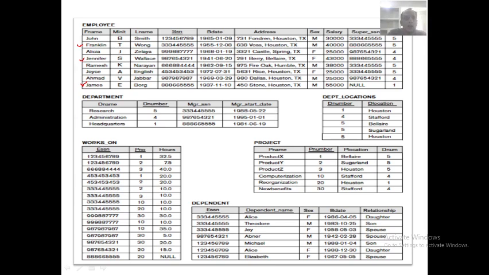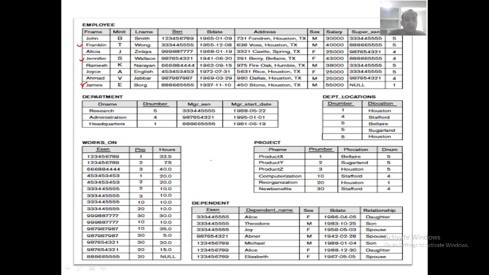Now, Franklin is working under 88866. Who is that 88866? This person. Okay, Franklin is working under James. So James is the supervisor for this Franklin. Got it? Like this, you can have it. I will explain this also later in the next slides.